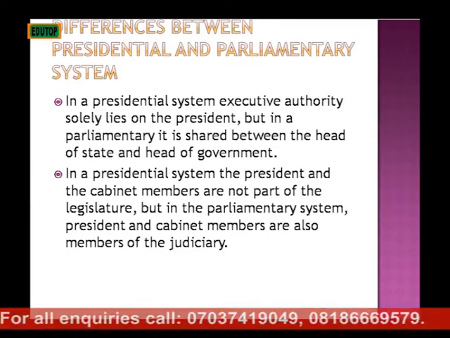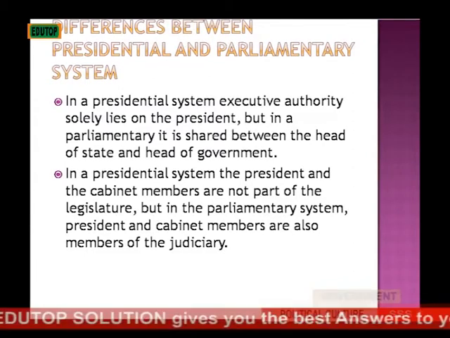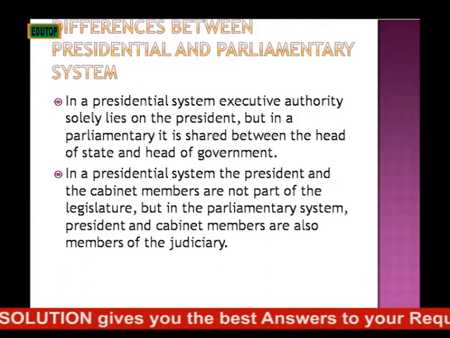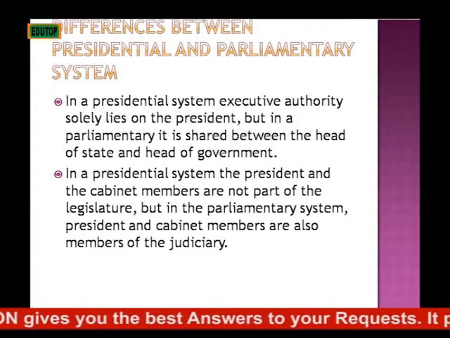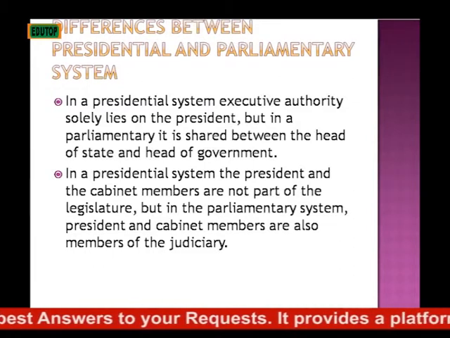Again, in the presidential system of government, the president and the cabinet members are not part of the legislature. But in the parliamentary system, the president and the cabinet members are also members of the judiciary.